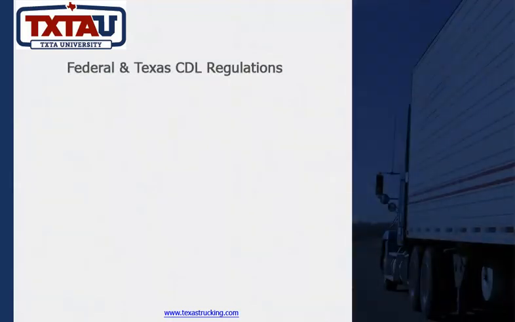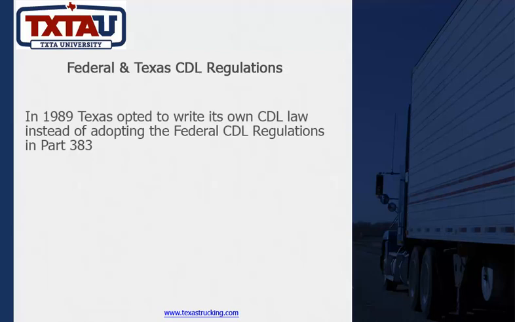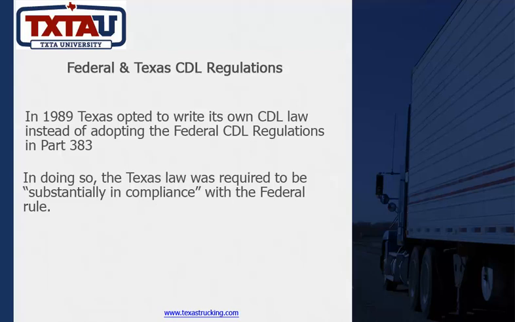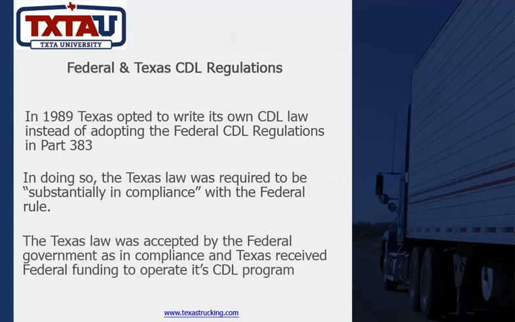Here's a little bit on the history of CDL in Texas. In 1989, Texas opted to write its own CDL law instead of adopting the federal CDL regulations in Part 383. In doing so, the Texas law was required to be substantially in compliance with the federal rule. The Texas law was accepted by the federal government as in compliance, and Texas received federal funding to operate its CDL program.